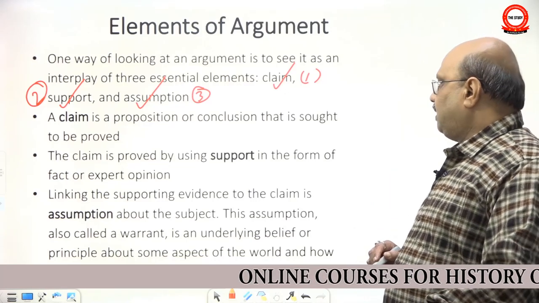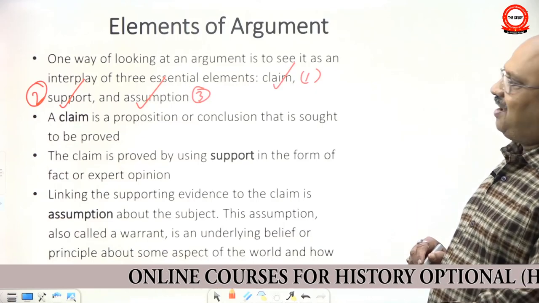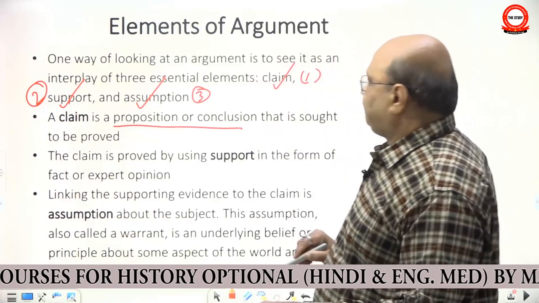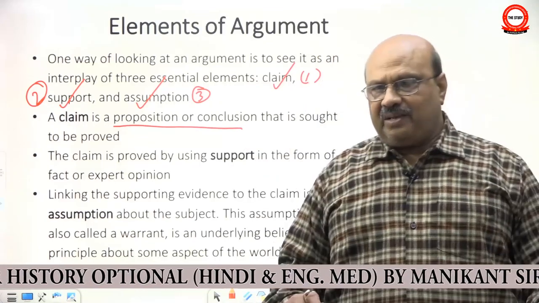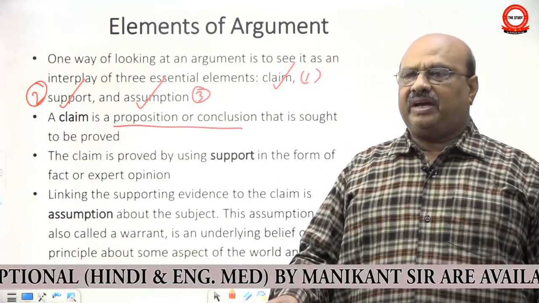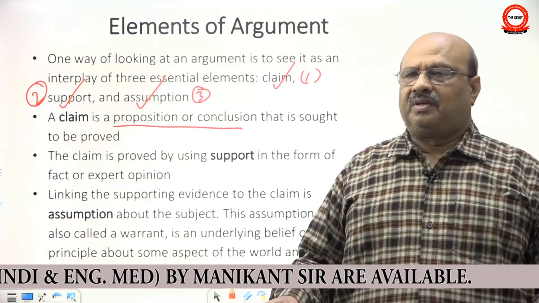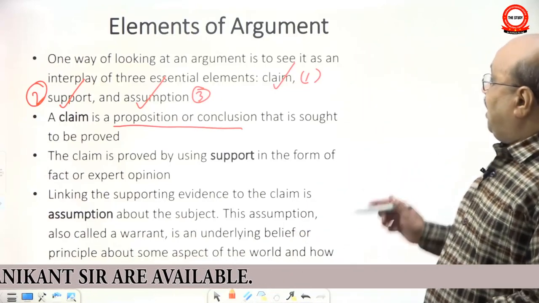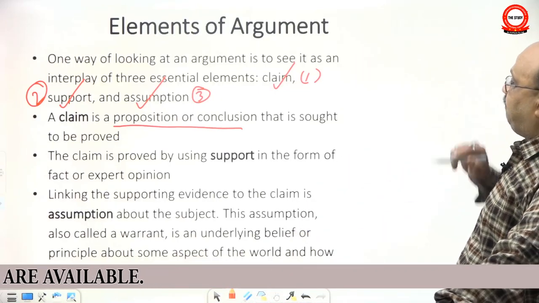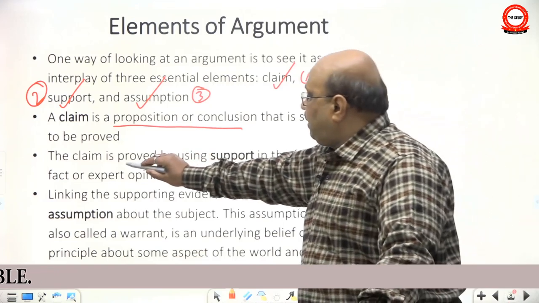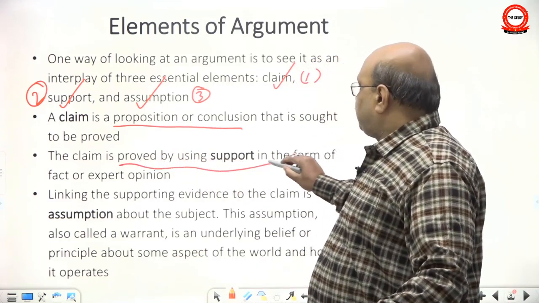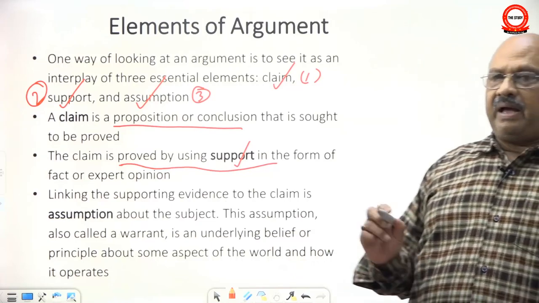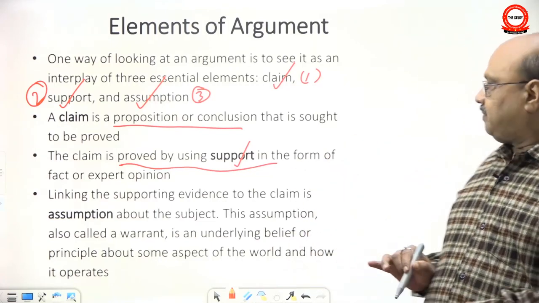Claim. What is a claim? A claim is a proposition or conclusion. A claim is a statement that you are trying to prove. That's claim. Then how is the claim proved? A claim is proved by using support. You see this? Support. You prove your claim by giving support.